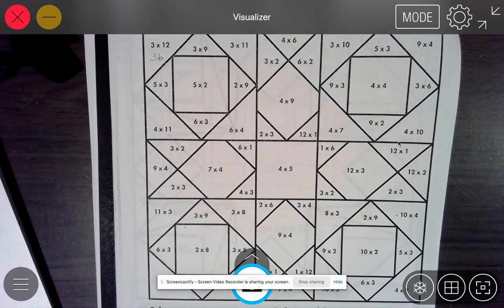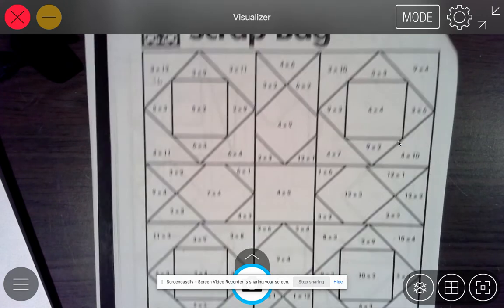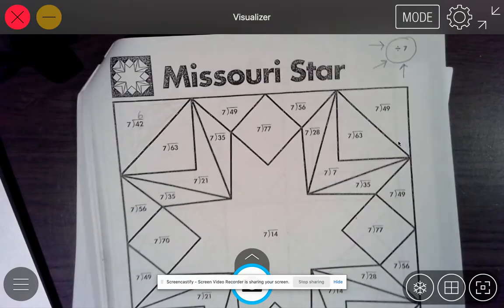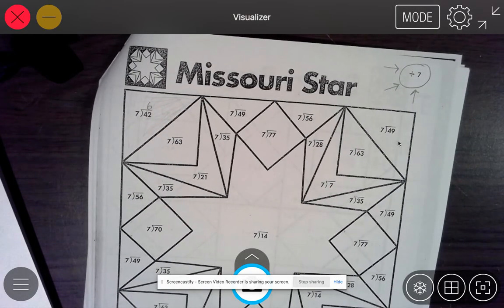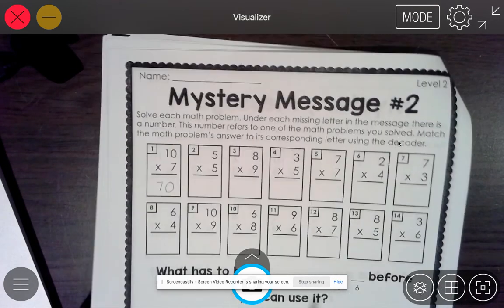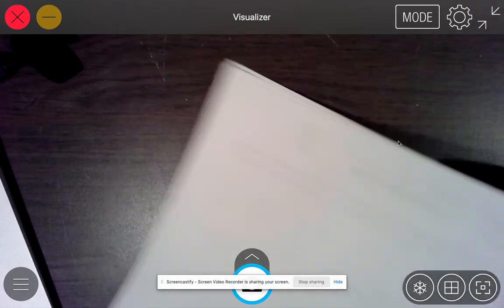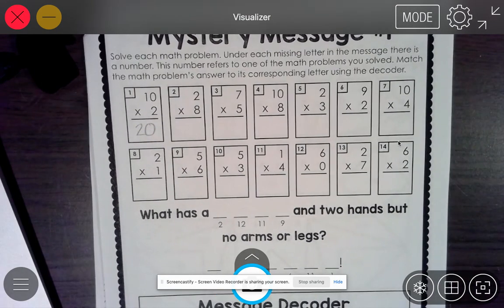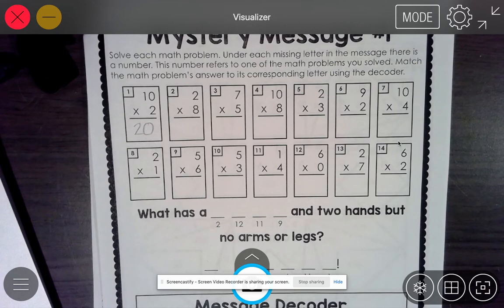So for today's math, to recap, you're going to be doing scrap bag, Missouri Star, mystery message 2, and mystery message 1. These are all review skills that should be no problem for you to do. Remember, we're finishing up this last chapter.